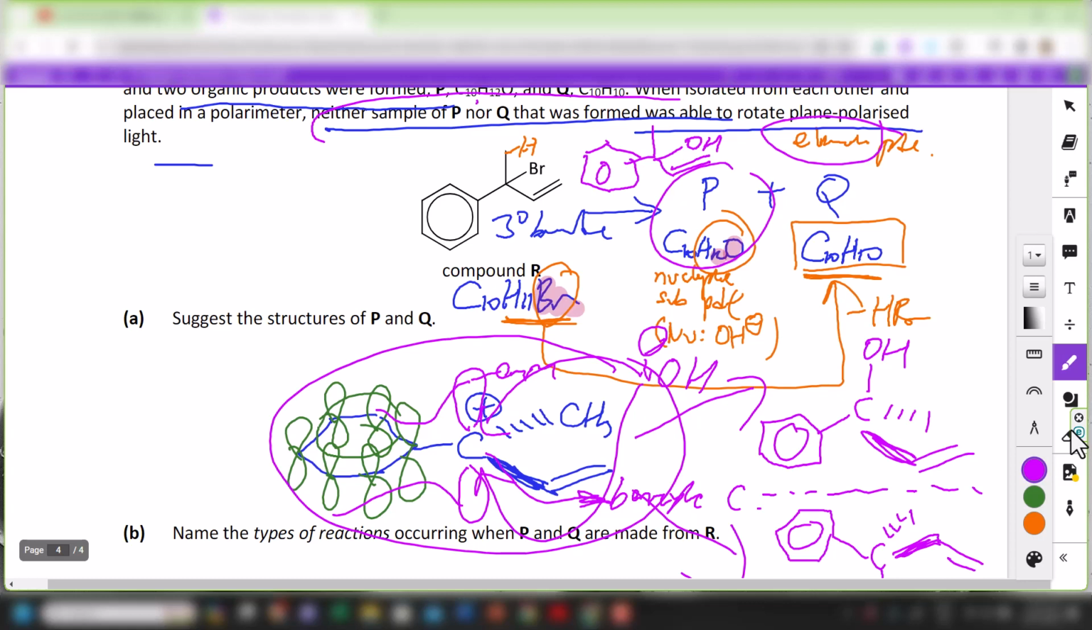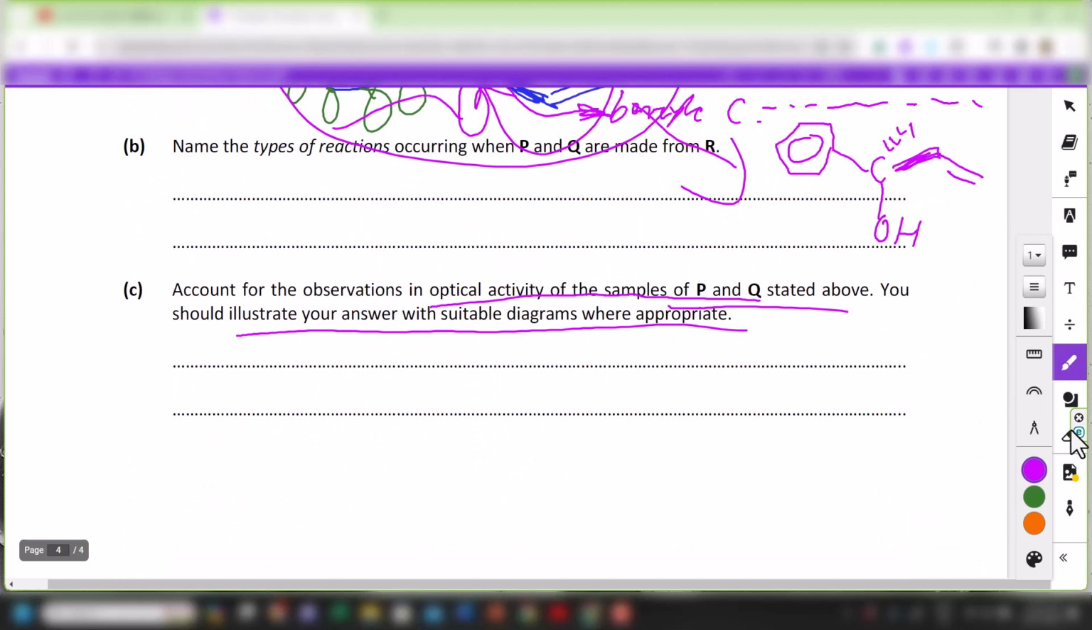If you still remember how Q looks like, Q looks like this. If you try to draw the mirror image, it and itself are superimposable. It does not have an asymmetric electron cloud, so it will not be able to rotate plane polarized light. So that's the answer you need for part C.